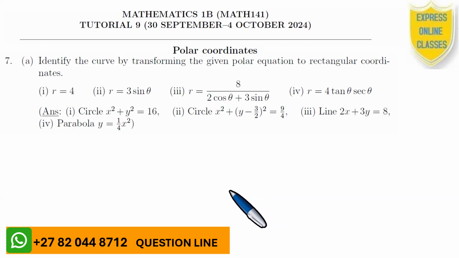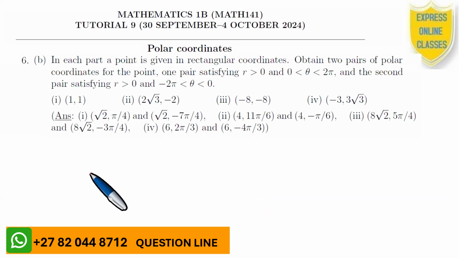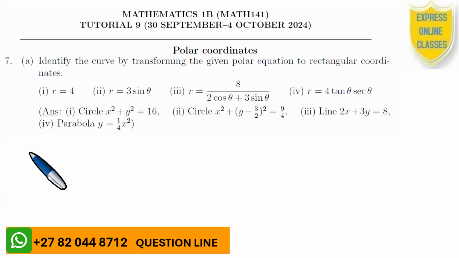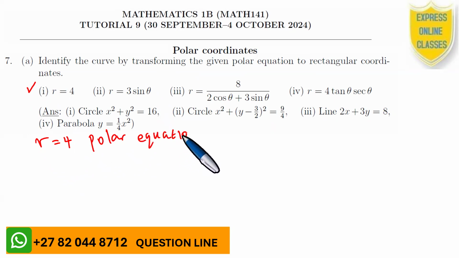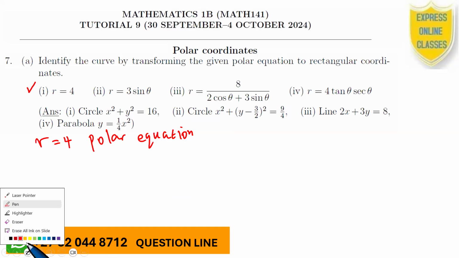To start with, we are looking at 7A, because we did up to last time the whole of 6B and the other questions that came before. So we're looking right now at 7A. Identify the curve by transforming the given polar equation to rectangular coordinates. Looking at 7A, you have r equals 4. Given r equals 4, this is a polar equation, and this polar equation needs to be transformed into a rectangular equation.